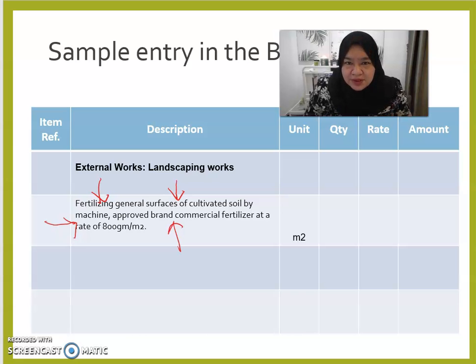But if in your drawing, the architect already mentioned the specific brand of fertilizer, it should be mentioned in your description as well. Okay, at rate of 800 gram per meter square. So it should be clearly mentioned in your description. Unit is also in meter square.